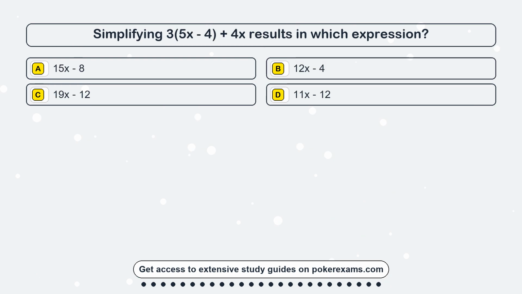Question 7. Simplifying 3(5x minus 4) plus 4x results in which expression? Option A 15x minus 8. Option B 12x minus 4. Option C 19x minus 12. Option D 11x minus 12.